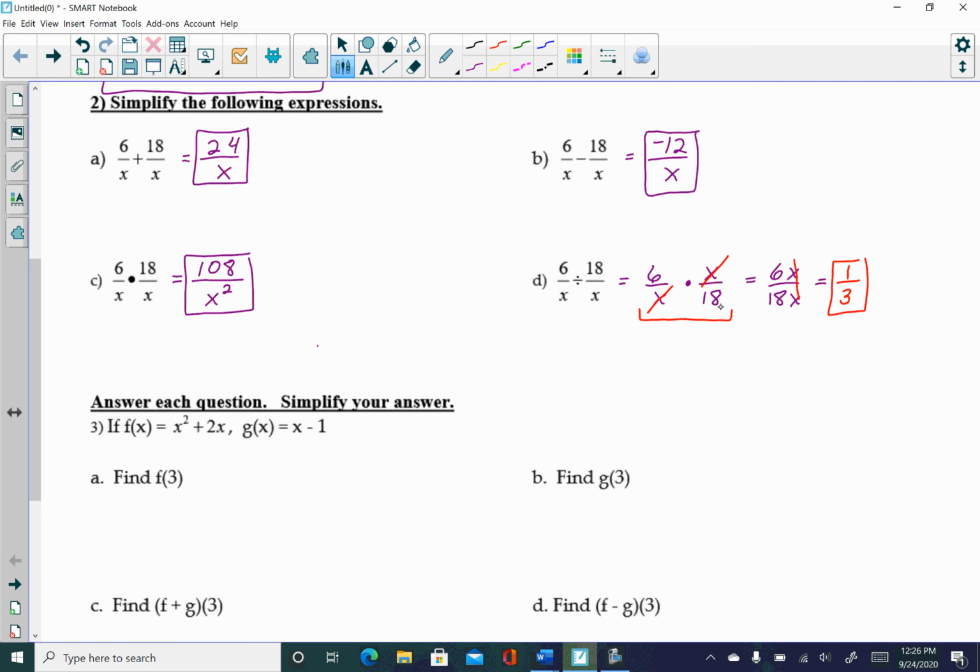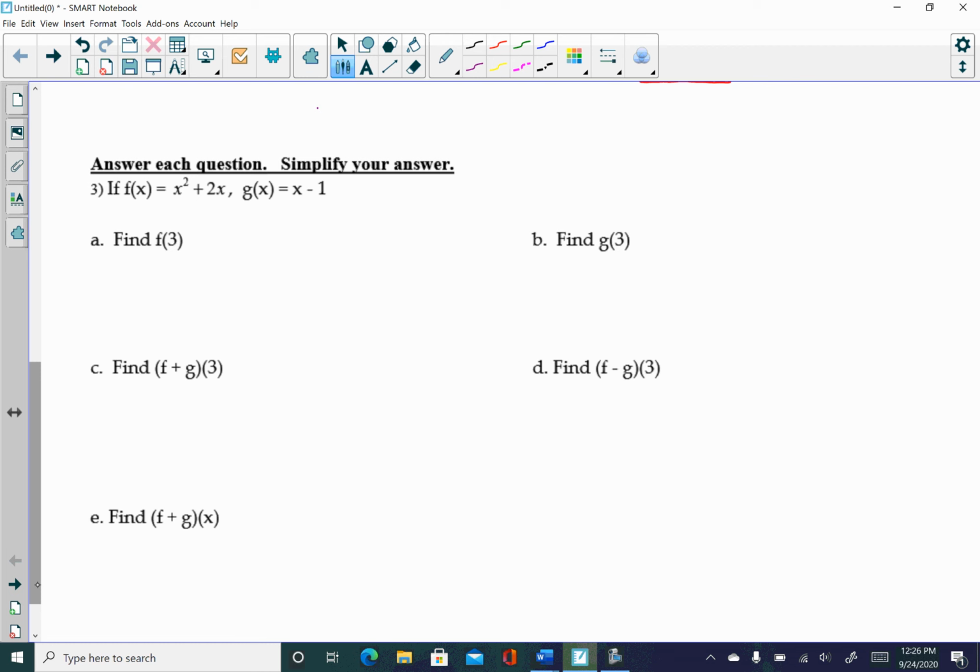In number 3, they want us to answer these questions and simplify our answer. So in letter A and letter B, you're just finding f and g evaluated at this particular value. So I'm evaluating f and g at 3. We've done this before. Go to your f function, everywhere you see an x, plug in 3. Go to your g function, everywhere you see an x, plug in 3. So you might want to pause the video, try both of those, make sure you're tracking. And then C, D, and E is where the new material is going to come into play.